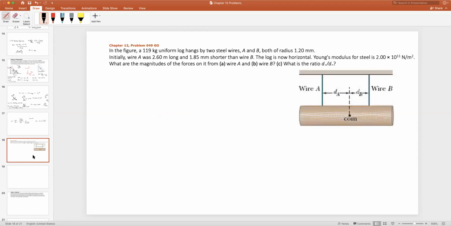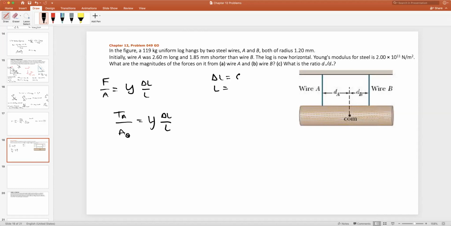This problem. So we want to know the tension or the force on wire A, on wire B, and what the ratio between those distances are. And in this problem, we start off using Young's modulus, noting that for Young's modulus, the force acting over the area is Young's modulus times the change in length over L. That this is in fact the tension on A over the cross-sectional area of A, is equal to Young's modulus times the change in length over L. We know delta L and L, we're given them.